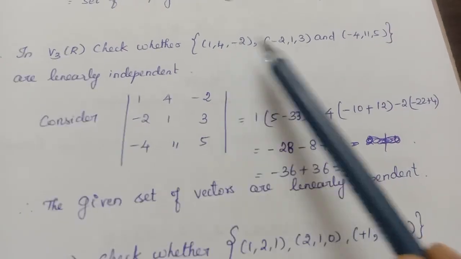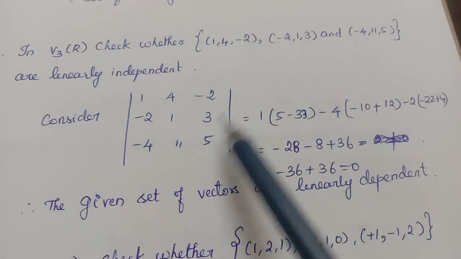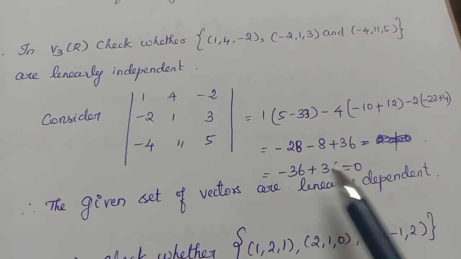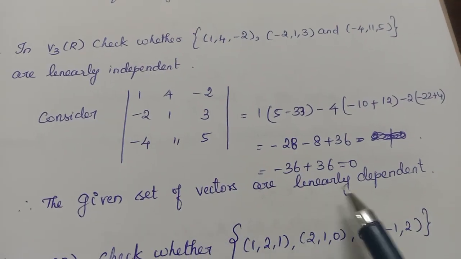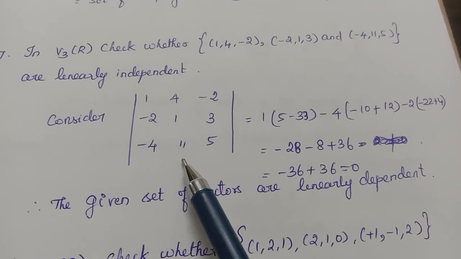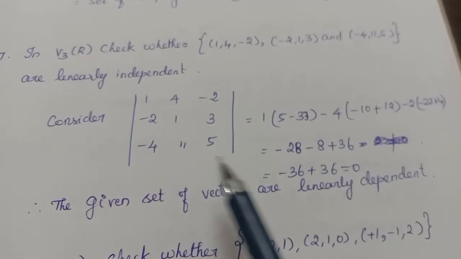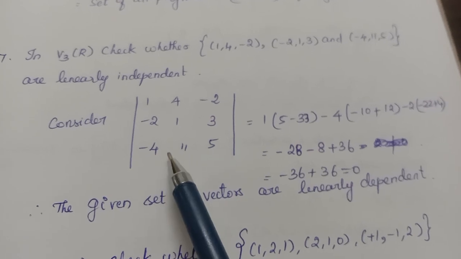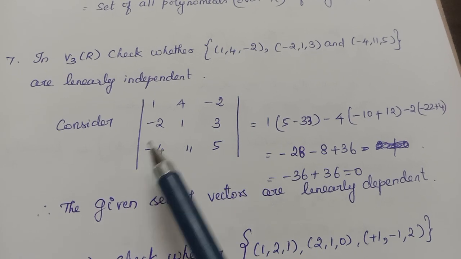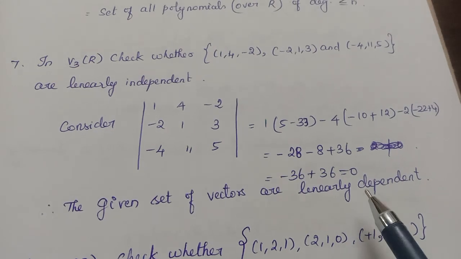Look at the vectors, 3 vectors, and they are 3 tuples, isn't it? So we can write a 3 by 3 determinant and find out the value of the determinant. If the value of the determinant is equal to 0, the vectors are linearly dependent. That means you have studied the properties of determinants, no? If one row is a linear combination of the others, then the value of the determinant will become 0. The same thing I am applying here. When I get this determinant equal to 0, any one of the vectors is a linear combination of the other two. So when you get the determinant value equal to 0, the set is linearly dependent.